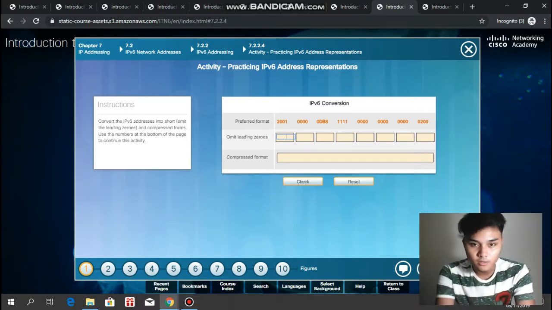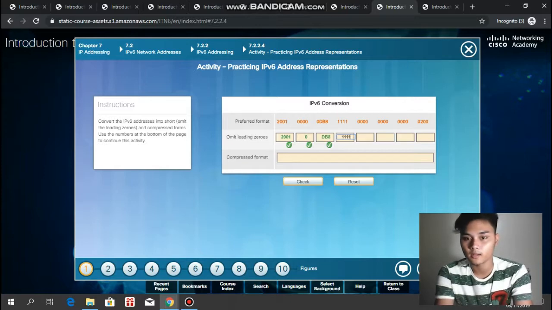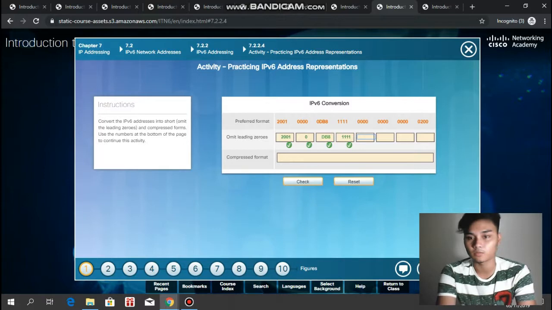So for omit leading zeros, we have 2001. Then we have 40, so you have to input 10. So you have a 10. We will not count it because we have DB8. So we have 41. So we have 40 and we have to input 10 and 200.